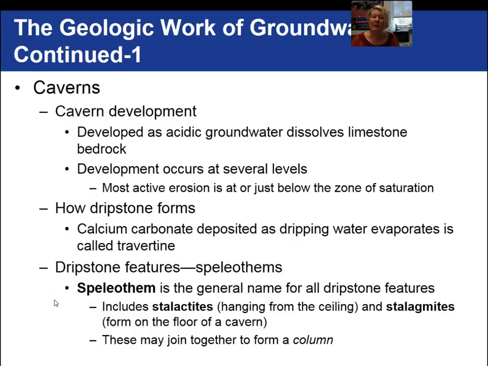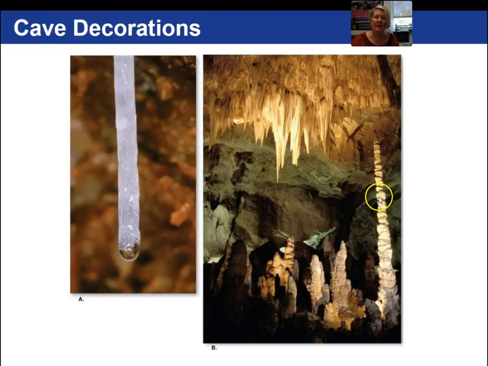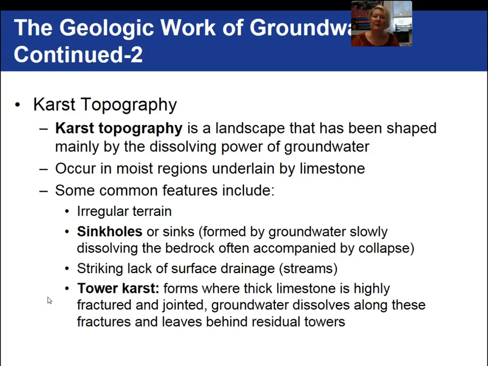The continued dripping of water within these caves forms speleothems. That is a general name for all dripstone features. Stalactites hang from the ceiling, and stalagmites form on the floor of the cavern. And if they happen to grow together, they form what we call a column. Here's an example of a column. This is stalagmite and stalactites hanging from the ceiling, and this is a soda straw that is dripping water and precipitating out calcium carbonate.